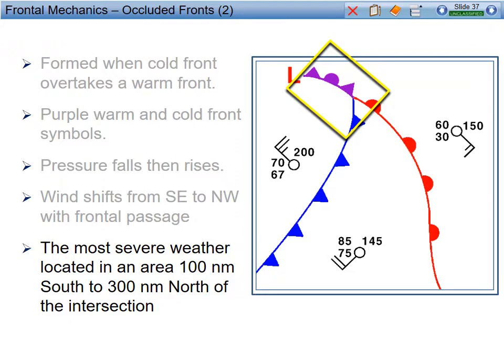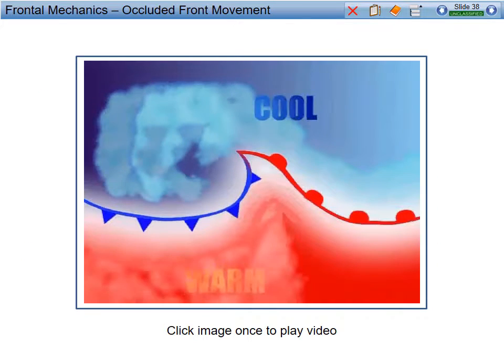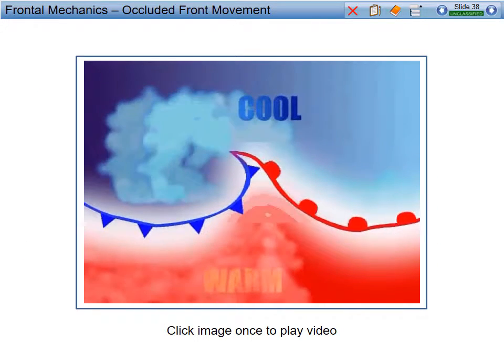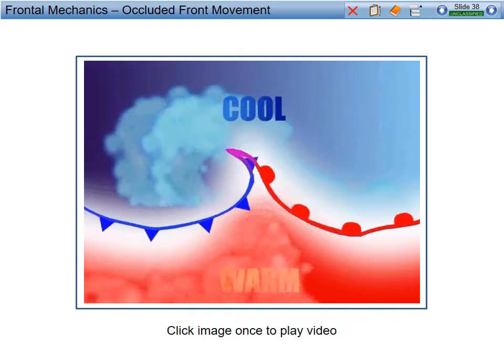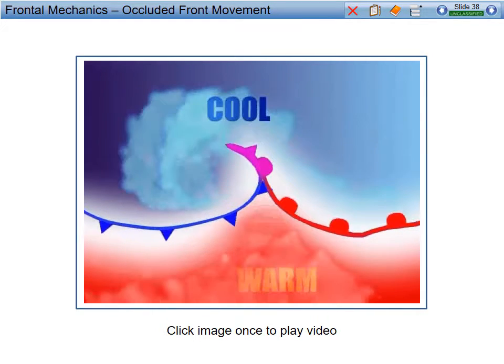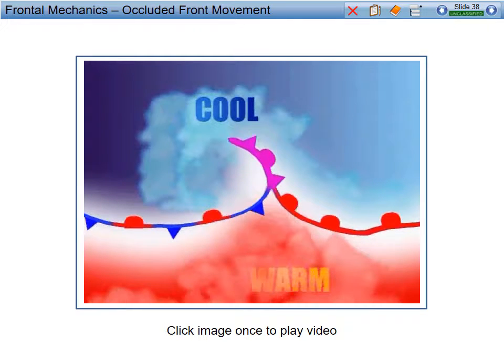The most severe weather located with respect to the occluded front is going to be 300 miles to the north and 100 nautical miles to the south of the intersection where the warm and cold fronts become occluded. And here's a video showing how the cold front overtakes the warm front to become an occluded front. And if you'll notice the counterclockwise circulation that is typical to be seen when looking at a low pressure center and how the wind flows counterclockwise around it.